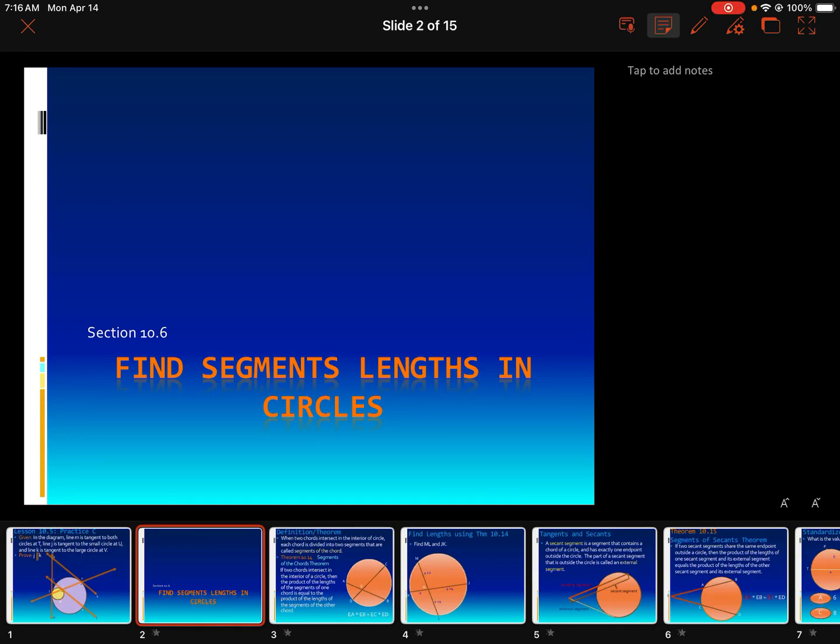This is section 10.6. We're going to find segment lengths in circles. This is a tougher section. Don't be afraid to use all of your resources. Rewind, rewatch videos, whatever you got to do. Make sure you understand what we're doing here. We're trying to find lengths of segments, not measures of angles. It's a big difference.